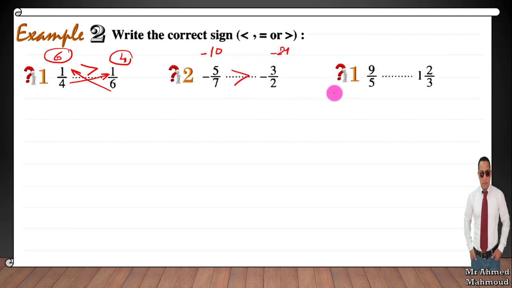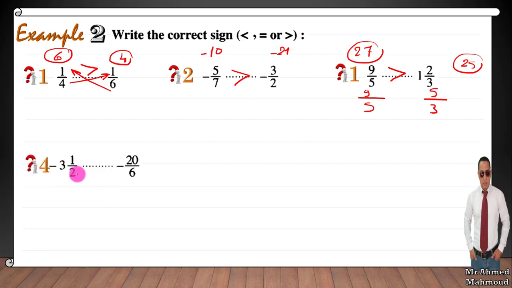Number 3. 9 over 5 and 1 and 2 over 3. So now I need to change this mixed number into an improper fraction, like this. This is 9 over 5 and this is over 3. 3 times 1 plus 2, 3 plus 2, 5. So 5 times 5 equals 25 and 3 times 9 equals 27. 27 is greater than 25.